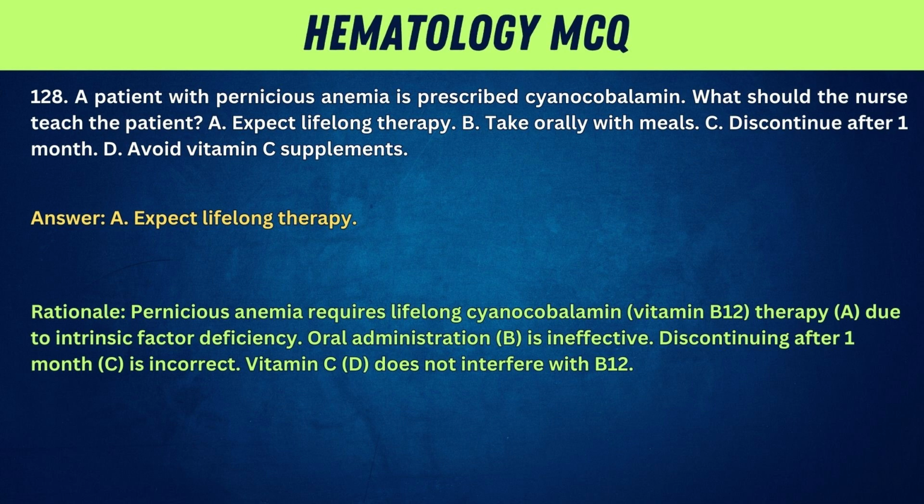Rationale: Pernicious anemia requires lifelong cyanocobalamin, vitamin B12, therapy, A, due to intrinsic factor deficiency. Oral administration, B, is ineffective. Discontinuing after 1 month, C, is incorrect. Vitamin C, D, does not interfere with B12.